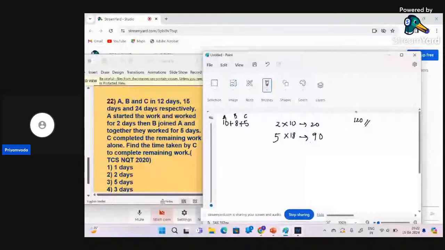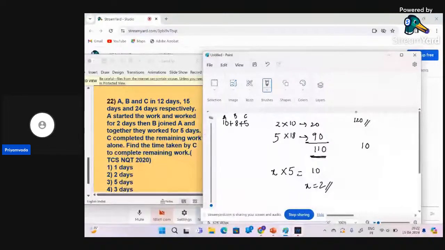So for the first 2 days and the next 5 days, out of 120 parts of work, 110 parts of work is already done. So how many parts of work is left? 10 parts of work is left. Now what happened? C completed the remaining work alone, right? So C will be doing how many parts of work for one day? 5 parts. We don't know how many days, that is what we have to calculate. We'll consider it to be X, and how many parts of work is left? 10. So now X equals to how much? 2. So C will be doing this same work for 2 days to complete it, right?